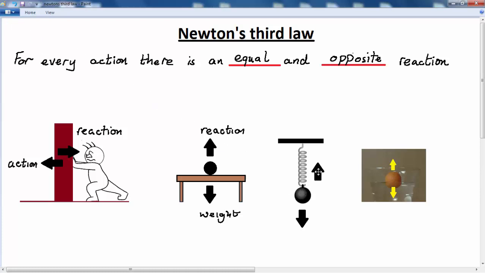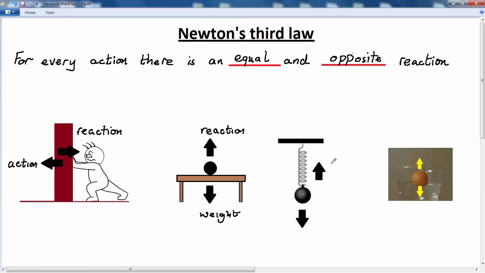In this case the reaction has a name, it's called the tension. So sometimes the reaction in physics is given a name, for example tension, and in this case again we have the weight of the ping pong ball which is floating on the water acting downwards, and the reaction is called the upthrust. That's to say the particles in the water push against the ball to balance the weight pushing downwards.